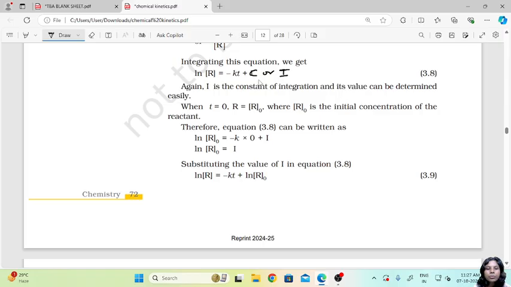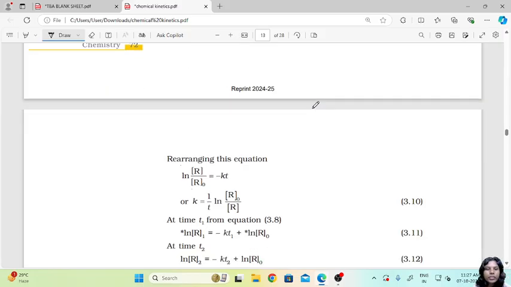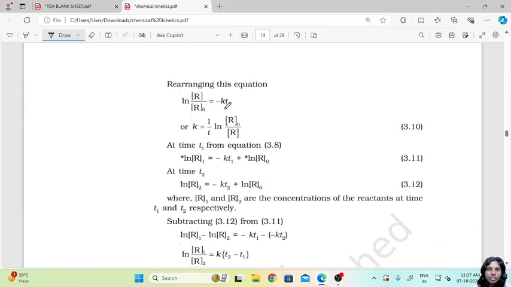So now substituting the value of this I in the above equation, we will get ln R equals minus kt plus ln R0. Now on rearranging the same equation, we can get the R and R0 terms together. So ln of concentration of R upon concentration of R0 equals minus kt, or we can also write k equals 1 upon t ln of R0 upon R.